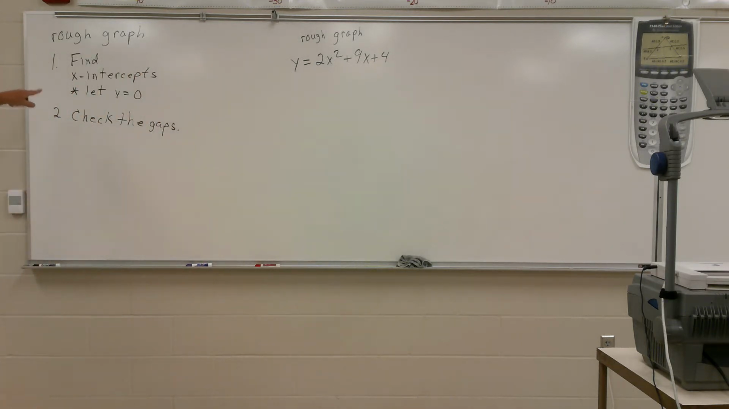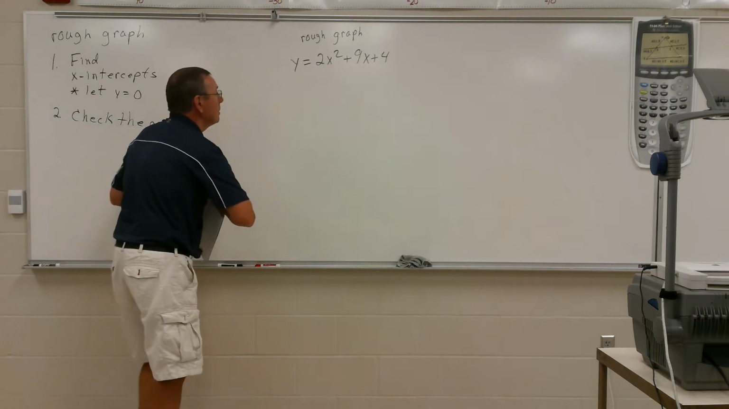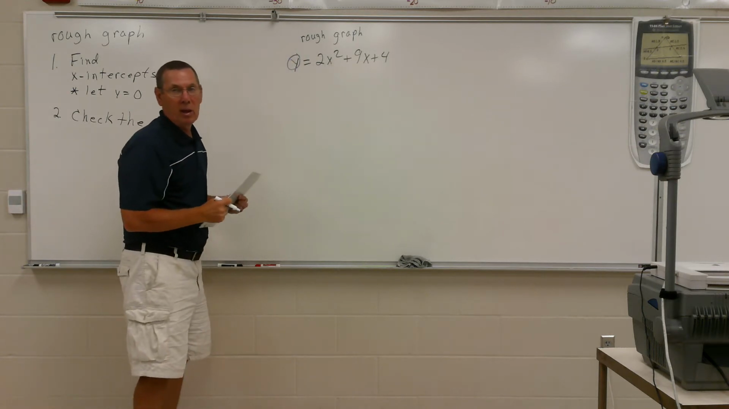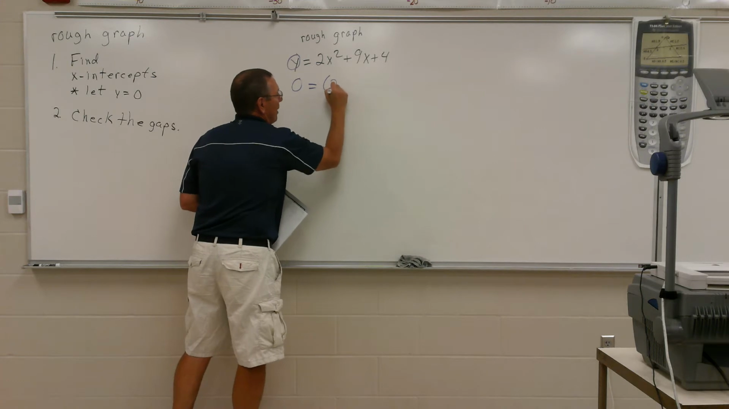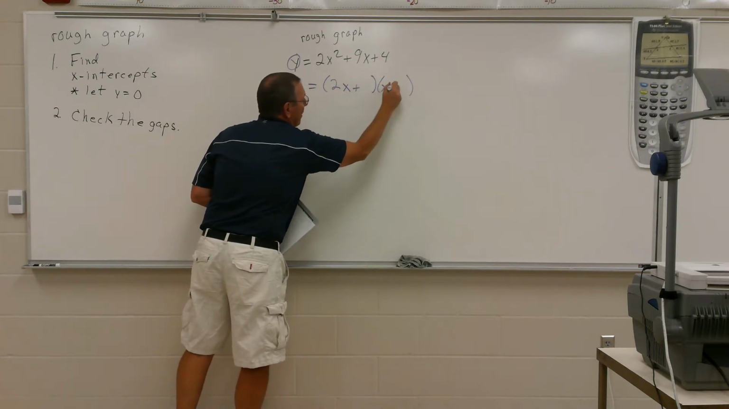Find the x-intercept, let the y be 0. I can do that. I'll let that y be 0. Boy, I really hope I don't have to use the quadratic formula this time. I'm hoping this factors. Come on, factor for me. It has to be a 2x times an x. Both my signs have to be plus.